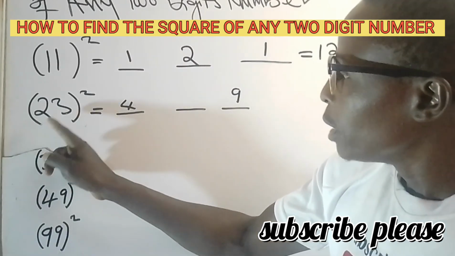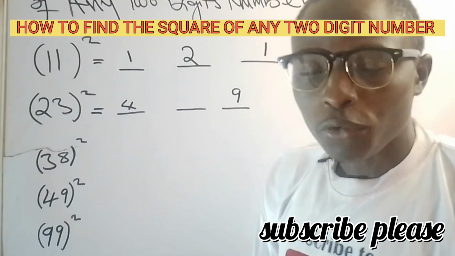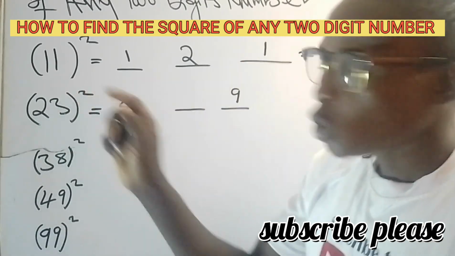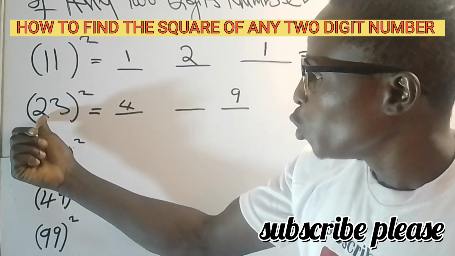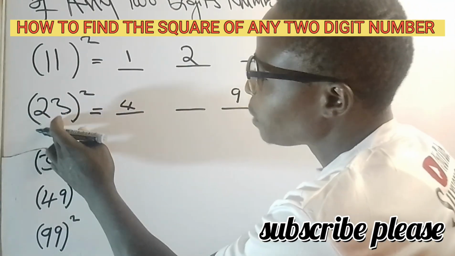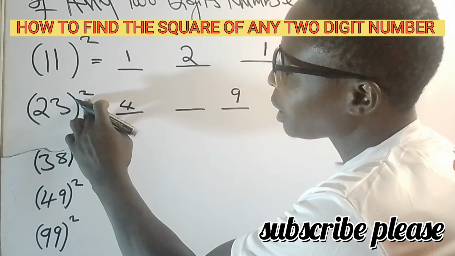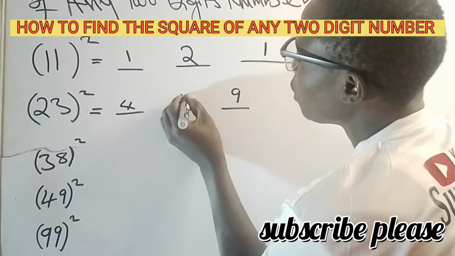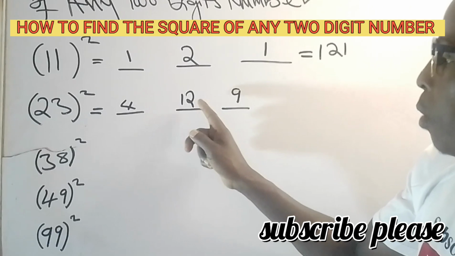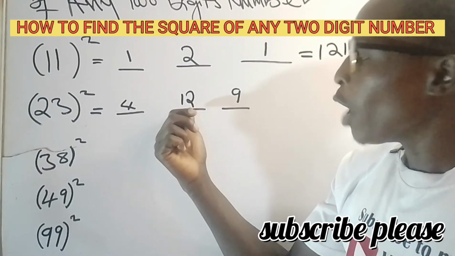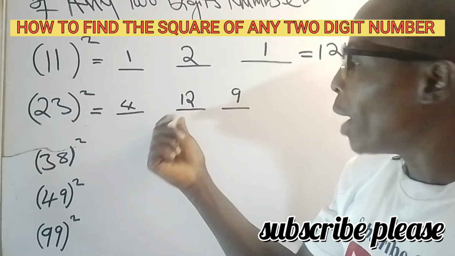The middle segment is the product of the first number and the second number, times 2. That means I'm going to have 2 times 3 times 2. 2 times 3 is 6, and 6 times 2 is 12. So I'm going to have 12. In this case, I don't have space for 2 digits. I only have space for 1 digit.